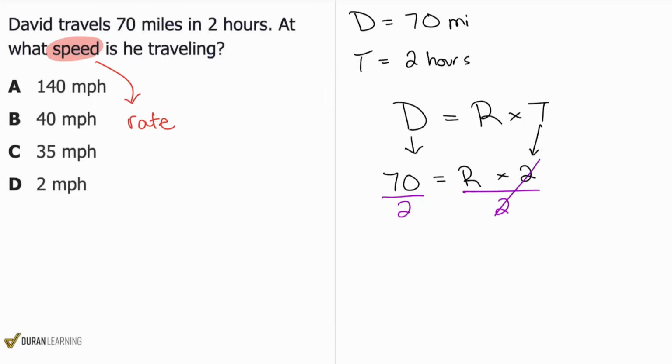Cancels out on the right side, and 70 divided by 2, that is 35. There we are. Our rate here is 35 miles per hour, and the correct answer here is answer choice C.